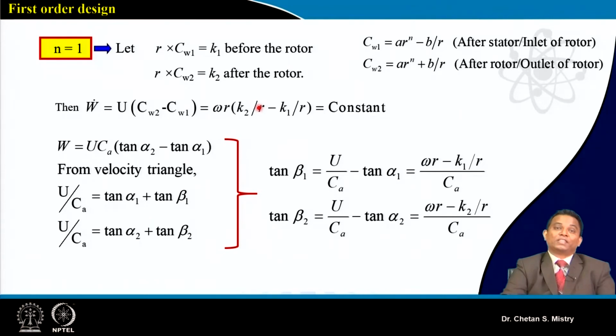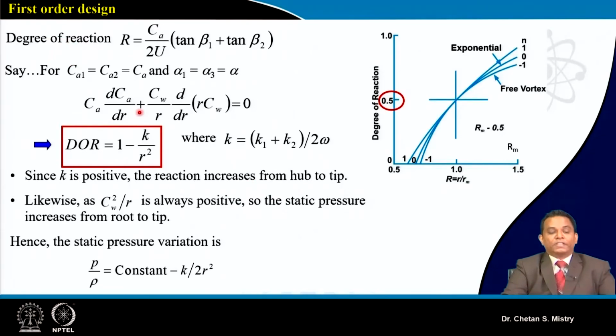Okay, so we can say this is my situation where my H0 is constant along my span. What we know from our velocity triangle, we must know what will be the variation of my beta 1 and what will be the variation of my beta 2, because we are interested in calculating what is happening with our degree of reaction. So under this condition, when we are taking n equal to 1, the degree of reaction simply will be expressed in terms of my delta beta, or beta 1 and beta 2.